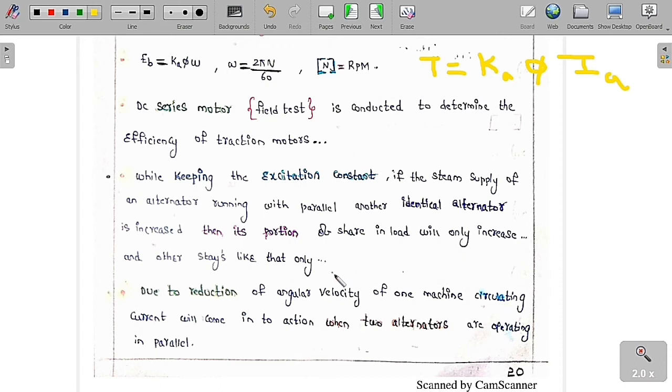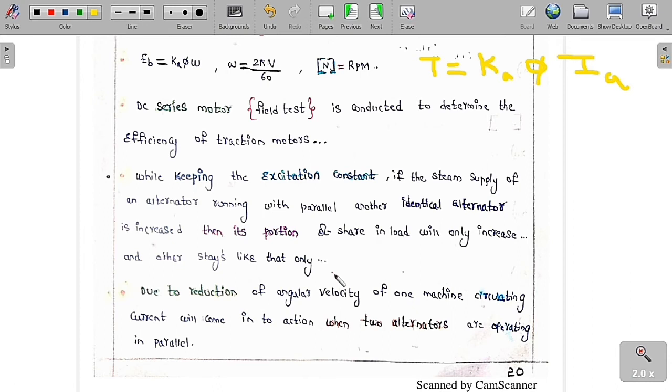See, it's a very important point. Suppose two identical alternators are connected in parallel. If I increase the excitation of one alternator, the load shared by that alternator will increase, but the remaining alternator will never change its load. It keeps sharing the same load as before. As the mechanical input increases, the electrical output increases. So the first alternator shares more load, while for the second one it remains the same as in the previous case.